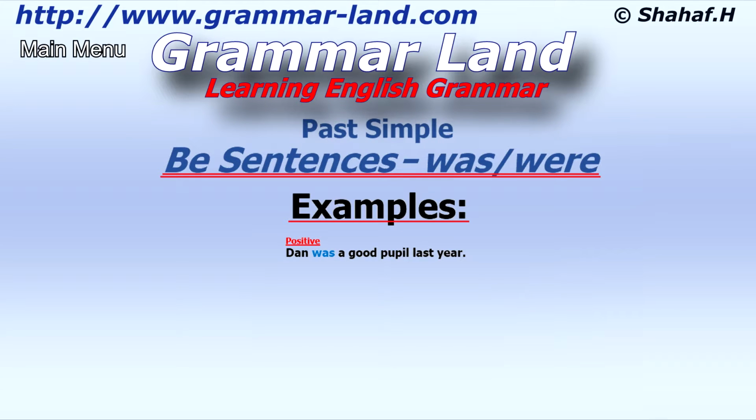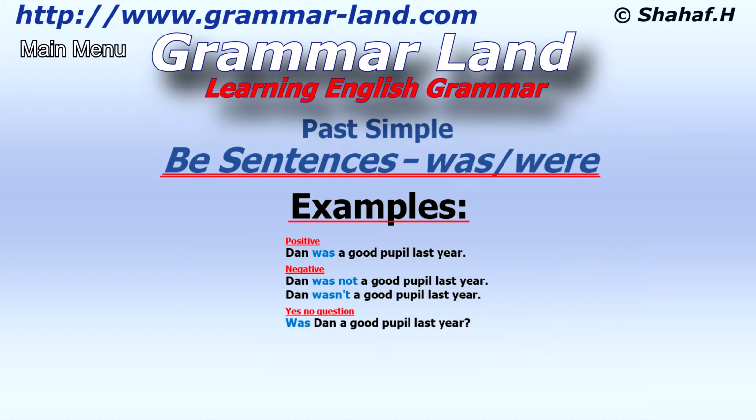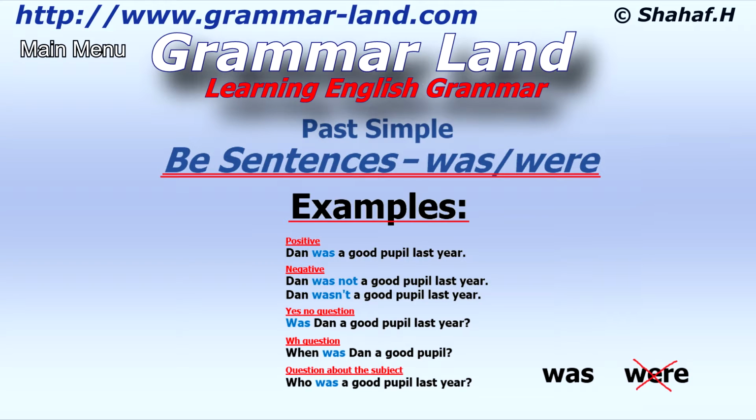Positive. Dan was a good pupil last year. Dan is equal to he, therefore we use was in this sentence. Negative. Dan was not a good pupil last year. Or, Dan wasn't a good pupil last year. Yes no question. Was Dan a good pupil last year? WH question. When was Dan a good pupil? Question about the subject. Who was a good pupil last year? Pay attention. In questions about the subject, we always use was. Never were.